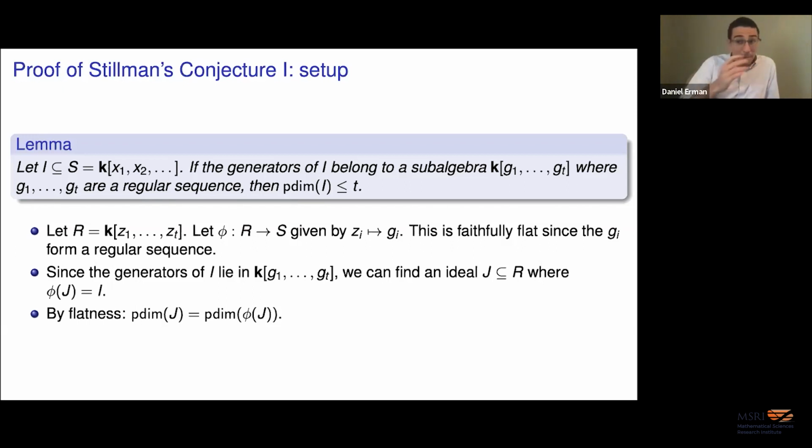And then by flatness, the projective dimension of the ideal in R is the same as the projective dimension of its push forward, and that's I. So since ideals in R can have projective dimension at most T by the Hilbert Syzygy theorem, that tells you that anything that was pushed forward in that way also has projective dimension at most T. So it lets us bound the projective dimension by trying to realize I in a subalgebra generated by a regular sequence. So that's the first one.